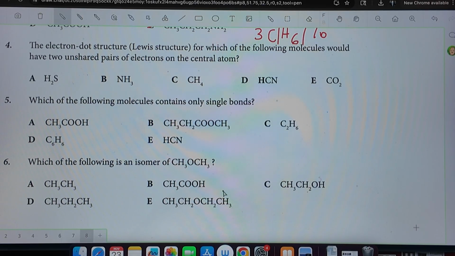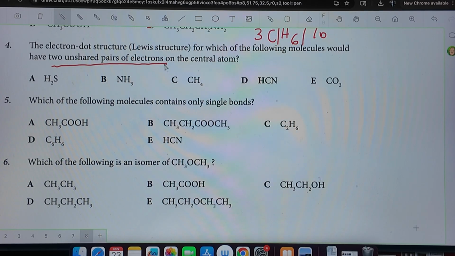Okay, the electron dot structure, the Lewis structure, for which of the following molecules would have 2 unshared pairs of electrons on the central atom. We don't have H2O again to go with that. Oxygen definitely has 2 unshared pairs, right? As a shortcut, I would look at a periodic table, and we're looking for something with sulfur. Oh, here we go. I know this is the answer.